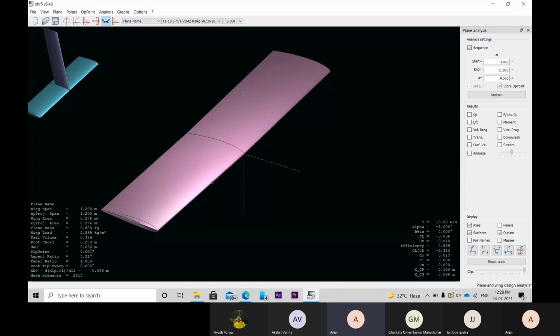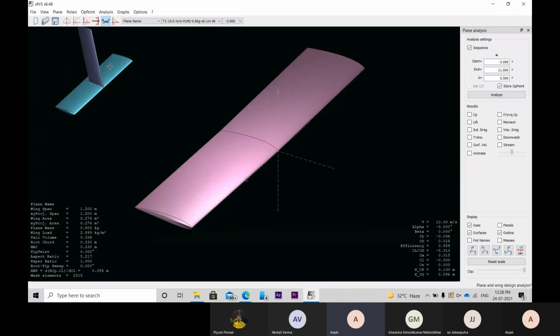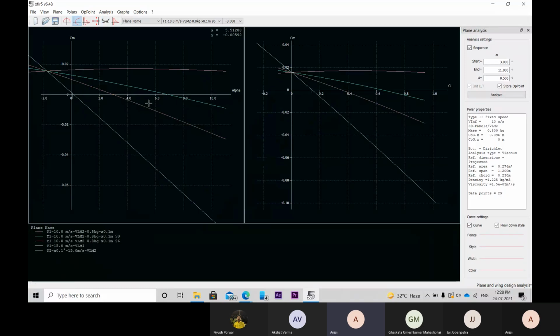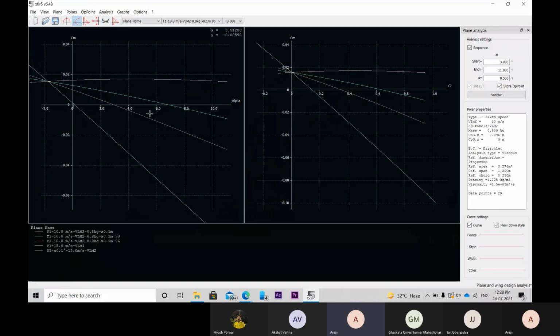MAC is 0.230 meter. So this is the aerodynamic mean chord of your plane, and having a 15% static margin, 0.230 aerodynamic mean chord and 0.096 neutral point, you can find the value of the center of gravity of your plane. So it is basically 0.061.